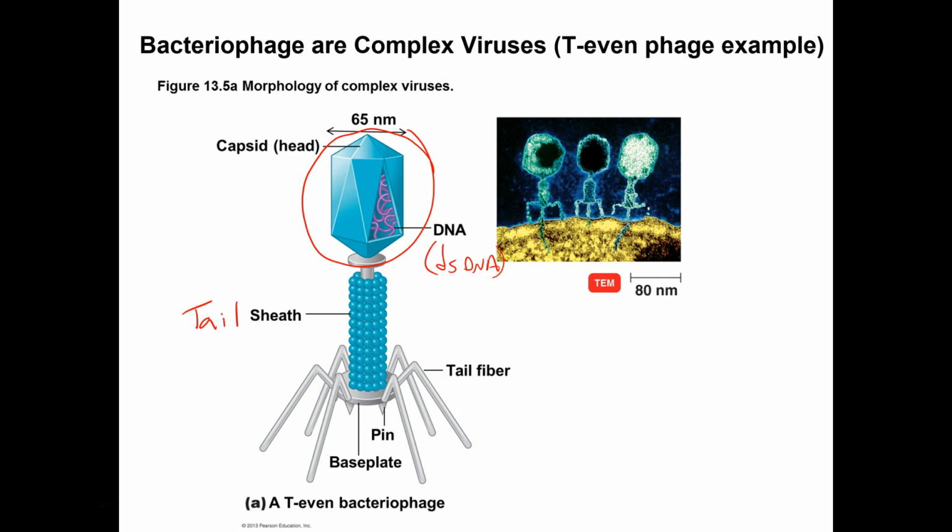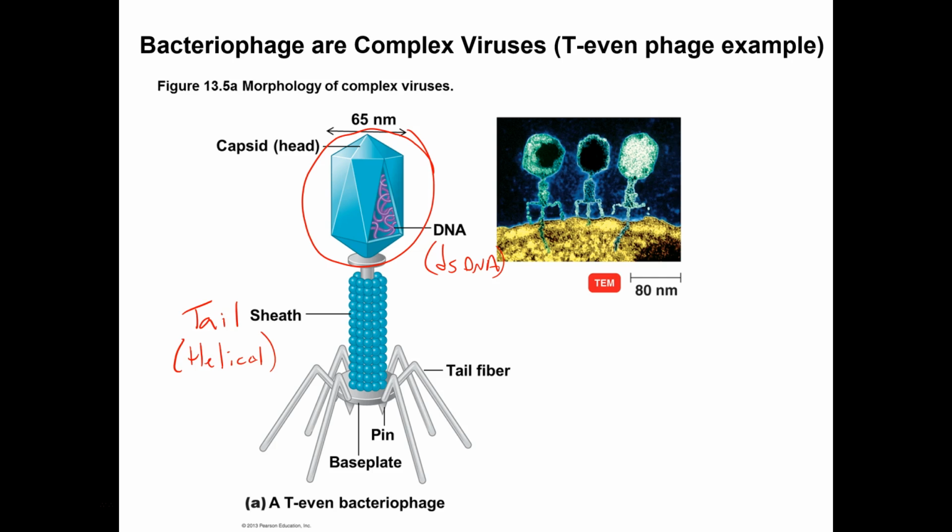Below that, we have the tail sheath. This is helical. So think of that tail sheath like a spring. Okay, it's really the best way of thinking of it. So think of it like a spring. We have the base plate, which I don't have much to mention there.